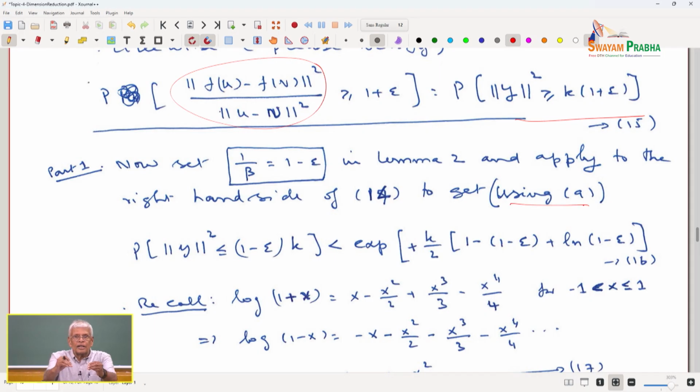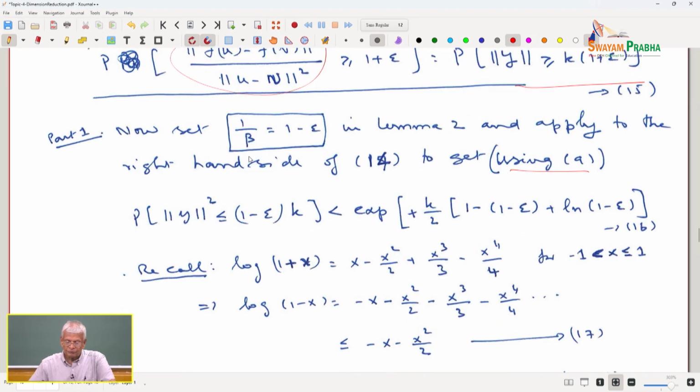So there are lots of little things going on in here. This is simply applying the results of the lemma appropriately, choosing the parameters. So y square is less than this. From the lemma, now I'm going to get this upper bound. I hope you are with me. This is from the lemma.